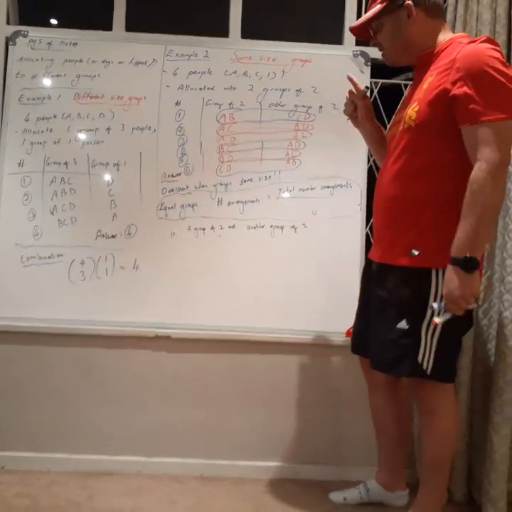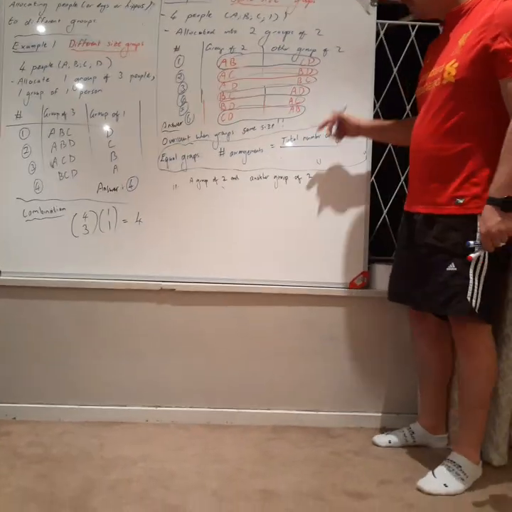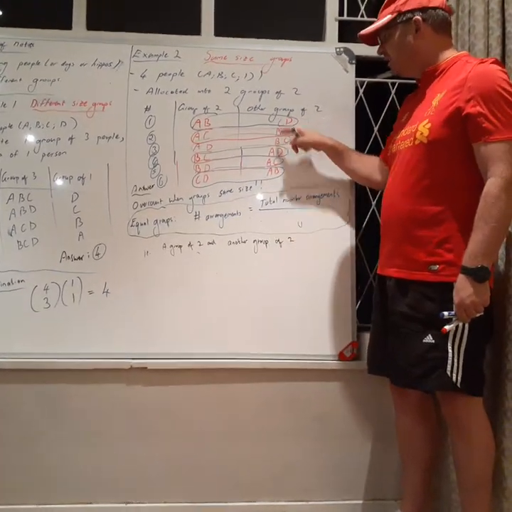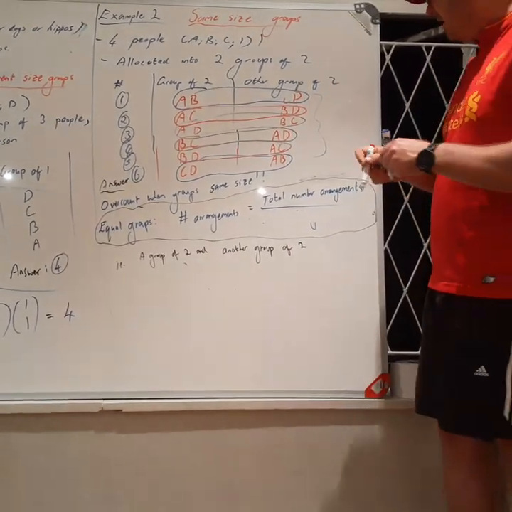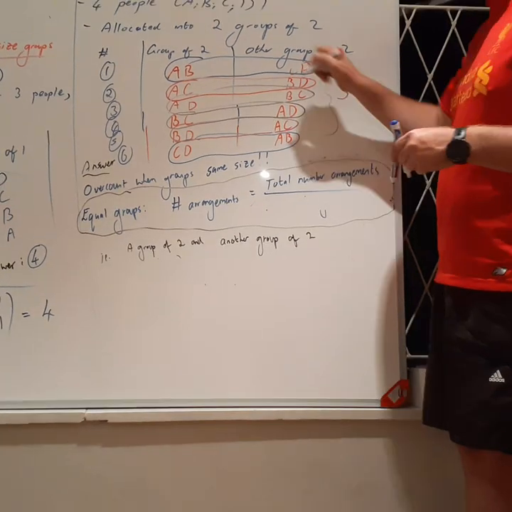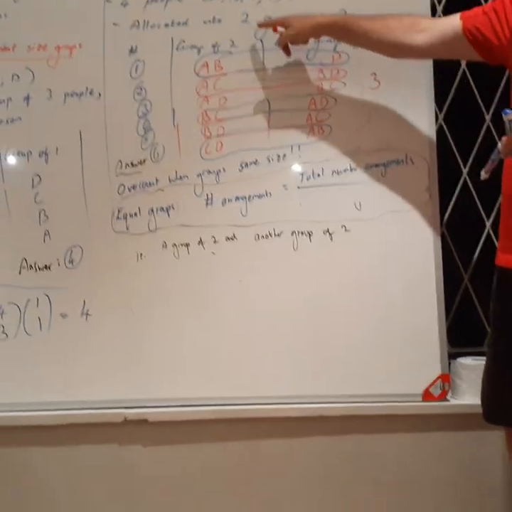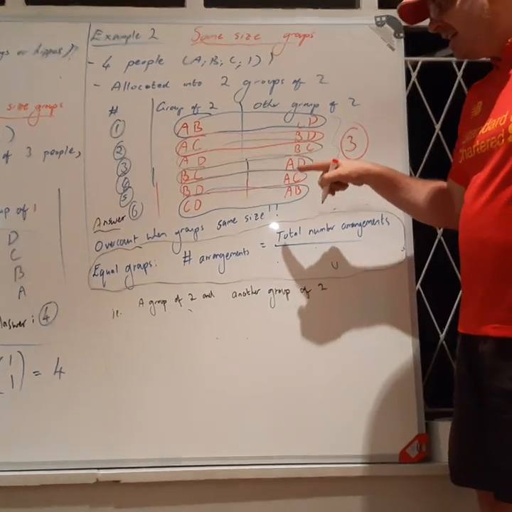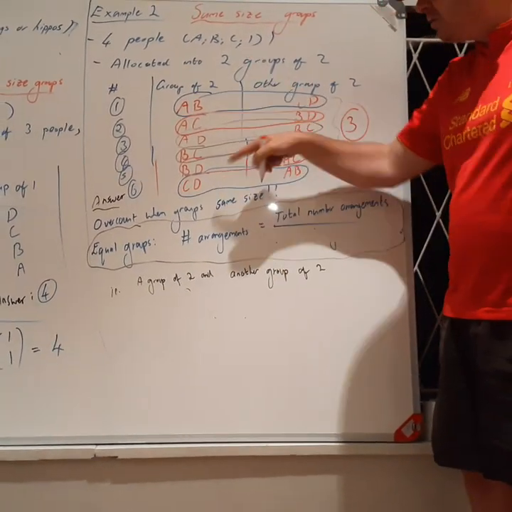Okay, and the way we overcome that counting, so first of all, what is the actual answer to this question? How many arrangements are there? Well, there are actually only 3. So the solution, how many ways you can allocate 4 people into 2 groups of 2, that's going to be your solution. Generally though, you don't have to go through this whole process.